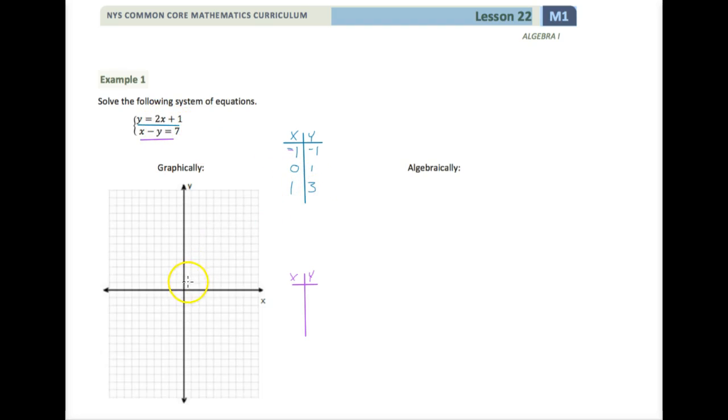We now have 3 points we can graph. -1, -1, 0, 1, and 1, 3. Put the line in a minute.